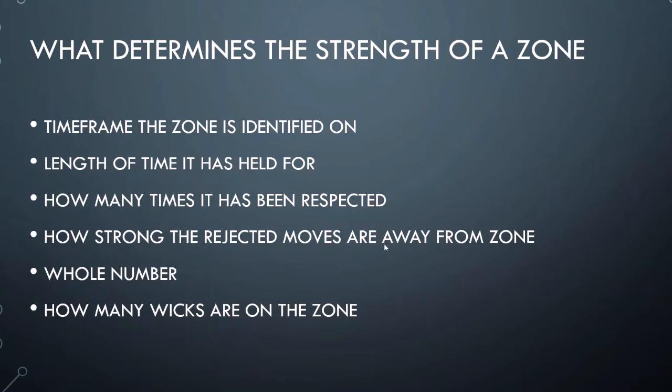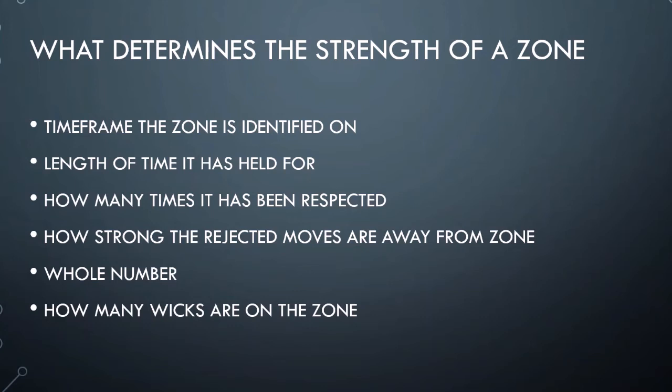All right. How strong the rejected moves away from the zone are. I'll hop onto the charts here in a second, but when I show you guys, the stronger the move away from the zone, the more likely that zone is going to hold again the next time, because again, it's just more psychological aspects mounting up. Whole number, again, guys, if it is on a psychological level, it is going to be more confirmation of a stronger zone. So we want to line up these psychological numbers on the levels as often as possible.